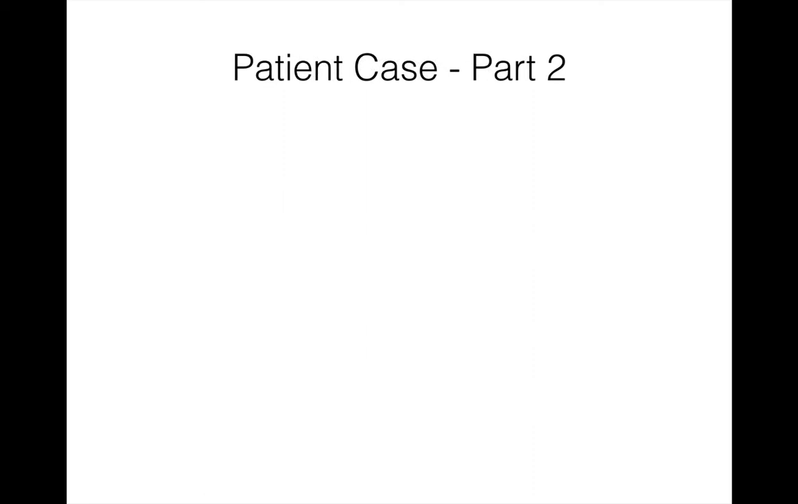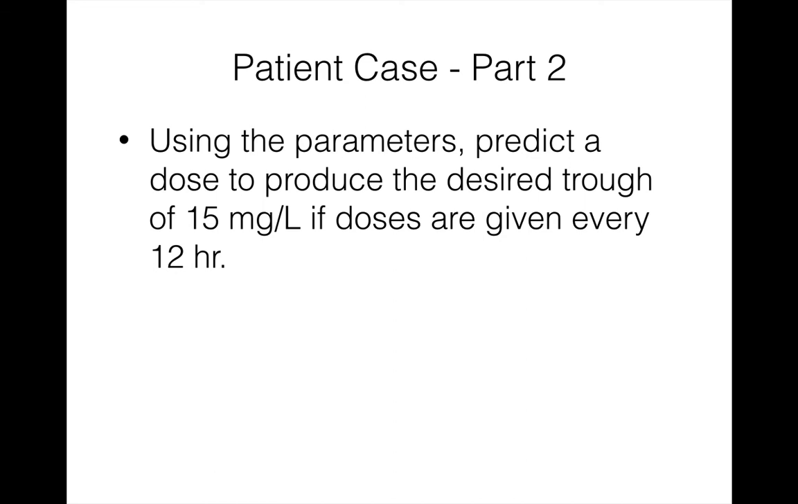Let's move on to the second part of the patient case. Using the parameters that we predicted, let's now predict a dose to produce the desired trough of 15 milligrams per liter if doses are going to be given every 12 hours.